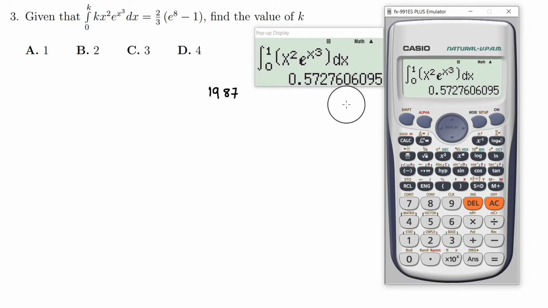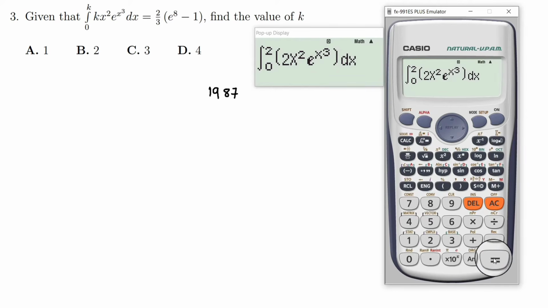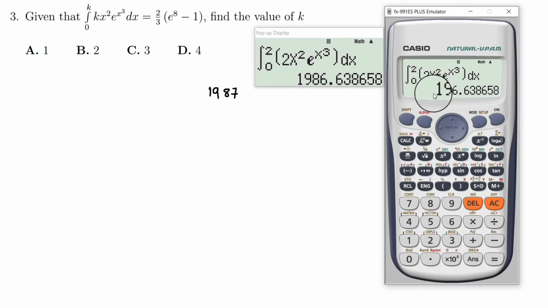Okay, so let's put in 2. Let's see what we are going to have. So let's put 2 here, and up here let's put 2 here. You can just navigate. So let's put in 2 here. Okay, so let's press equals to sign. Boom. Okay, we have 1986.6386. So let's confirm. I think this should be the answer. 2 should be the answer.